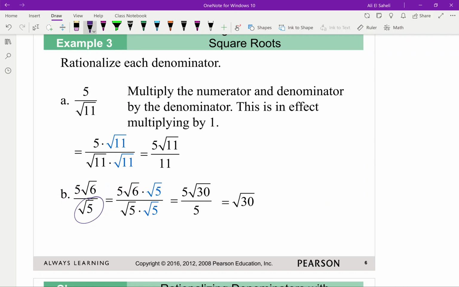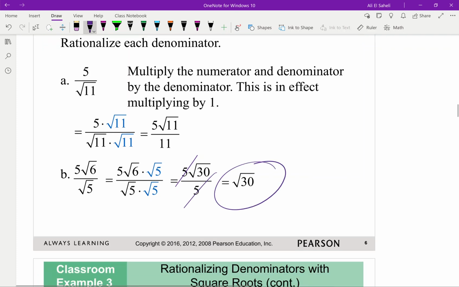So we want to get rid of the radical term in the denominator. We multiply by 1. Then radical 6 times radical 5 is radical 6 times 5, which is radical 30. And radical 5 times radical 5 is 5. 5 cancels 5, and this is the final answer.